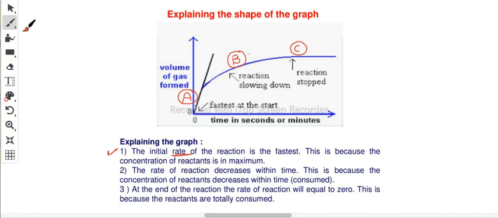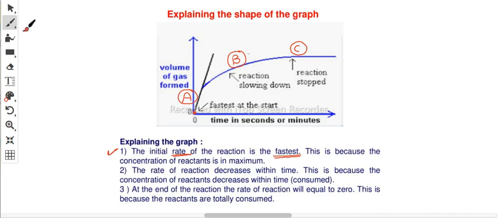So if you want to take the slope of the tangent at time equals 0, you're going to find that the slope would be the highest. The curve drawn is the steepest. So how can we describe the shape? We're going to say the initial rate of reaction is the fastest. Of course, at the beginning of any reaction, the reaction has the fastest rate. And this can be proved by the calculations. The slope of the tangent at time equals 0 will be the highest.